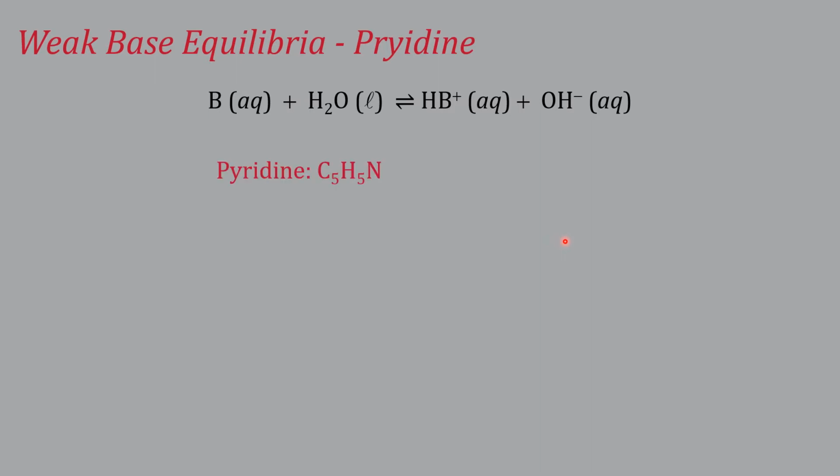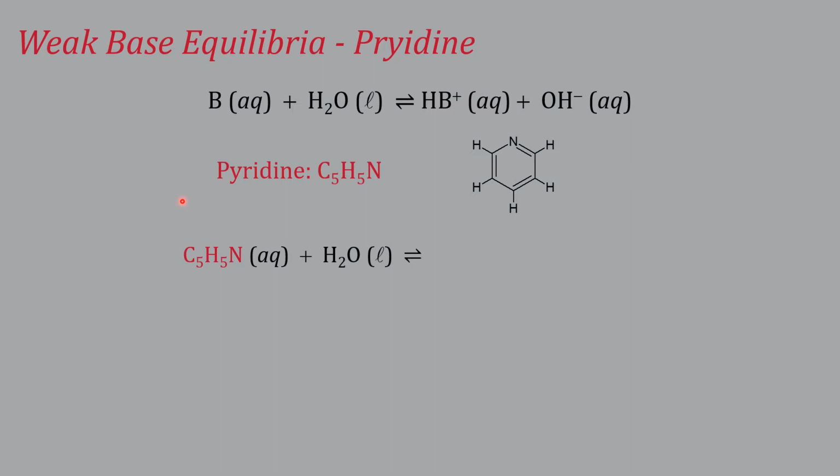So for an actual example, a classic weak base is this thing called pyridine, whose formula is C5H5N. It looks like this. It is a ring with 5 carbon atoms, a nitrogen atom, and then there's a hydrogen atom attached to each of the carbons as well. So C5H5N.